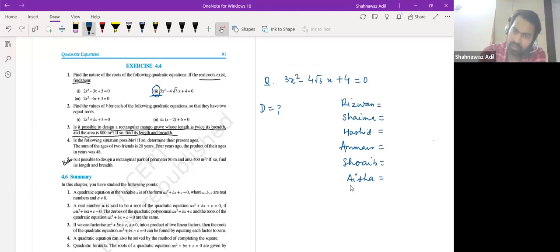So Aisha, you write your name like this because generally Aisha is written like this, right? No, sir. My spelling is AISHA.